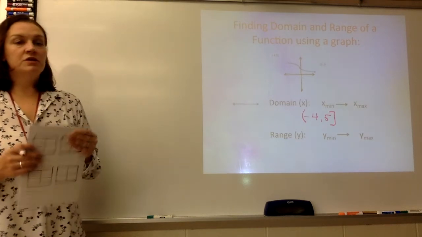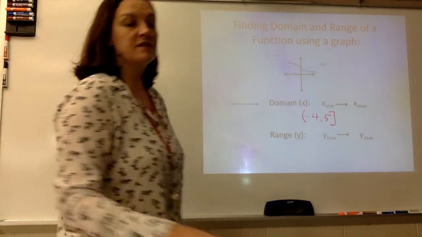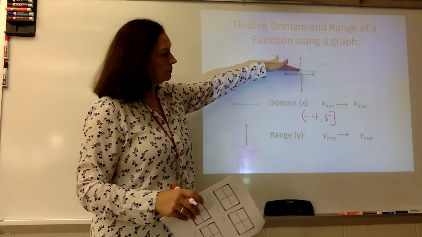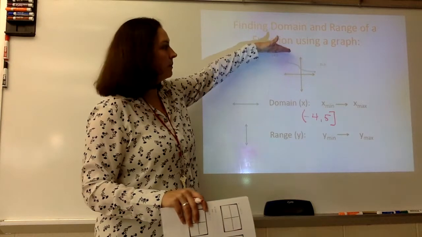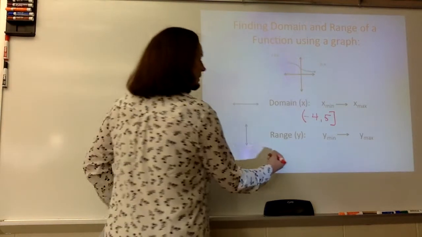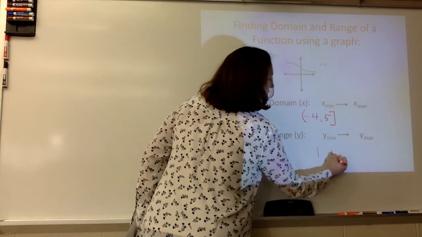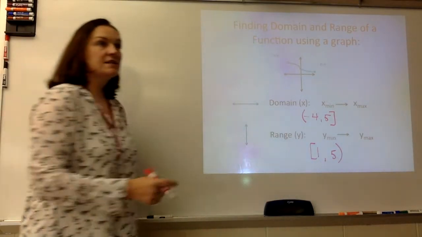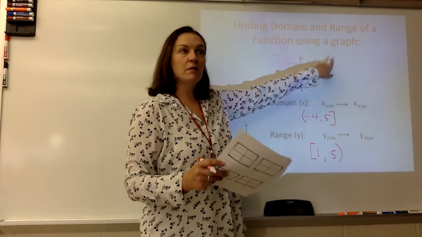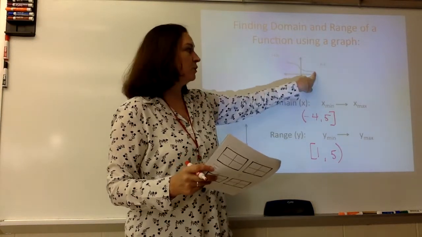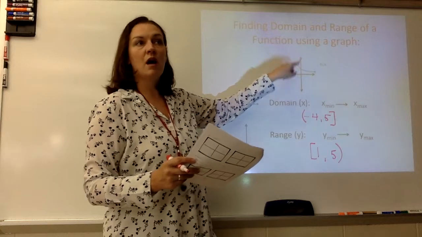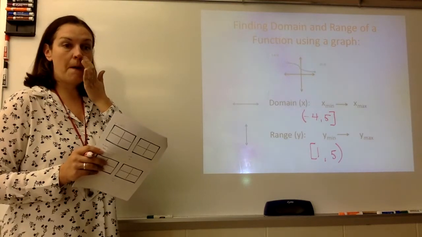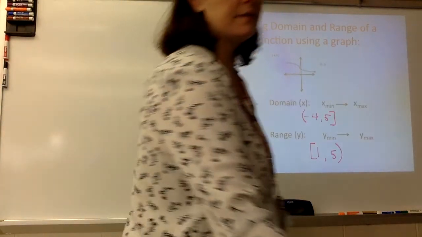Now, what about my range? How far south does the graph go? How far down? 1. How far up? 5. So again, this is going to start at 1 and go to 5. 1 is bracketed, 5 is parentheses. It doesn't have to do with the ordered pairs, the symbols with that. It has to do with the open or closed circles of the endpoints. Any questions? Great, fantastic.